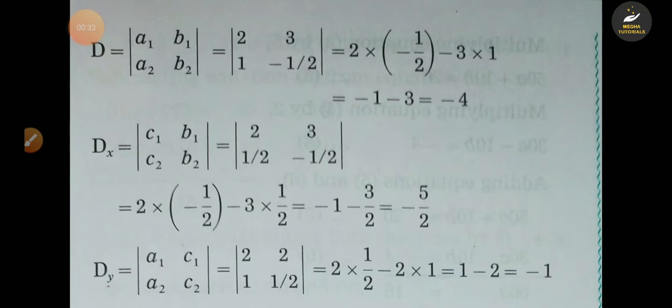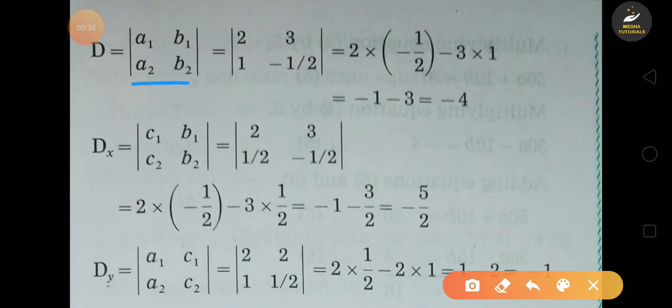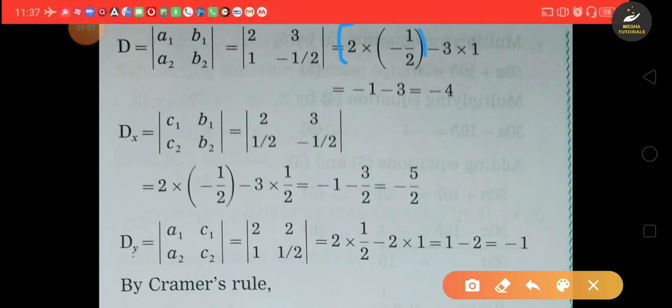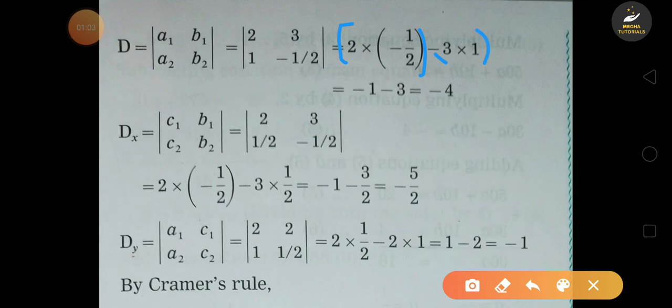So we'll find D, Dx and Dy. D is equal to a1 a2 b1 b2, Dx is equal to c1 c2 b1 b2, and Dy is equal to a1 a2 c1 c2. So for D, values are 2, 1, 3, minus half. So in one bracket 2 into minus half minus 3 into 1. So these 2 and these 2 will be cut. So you will get minus 1 minus 3 is equal to minus 4.